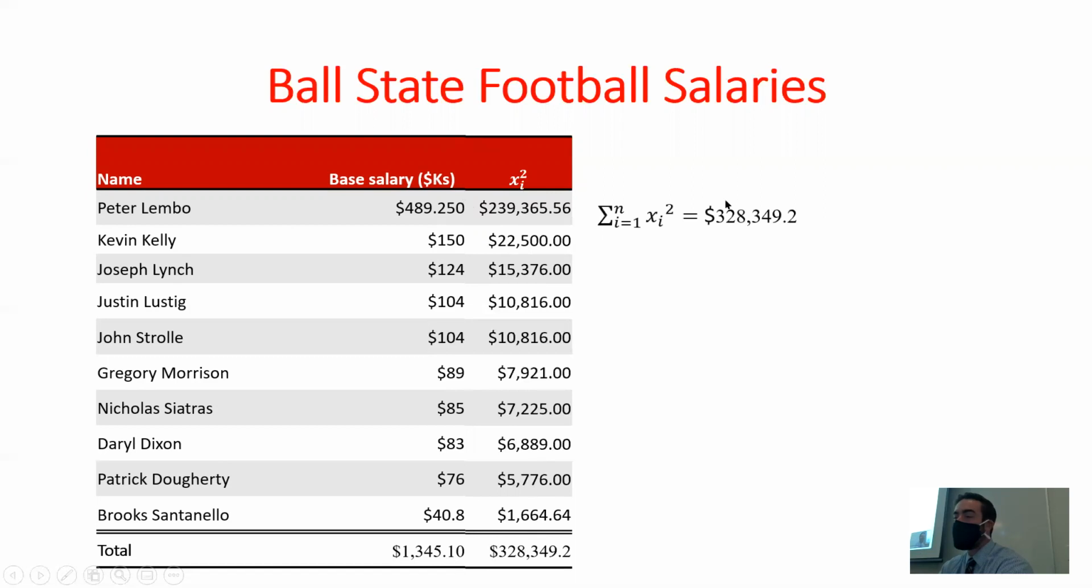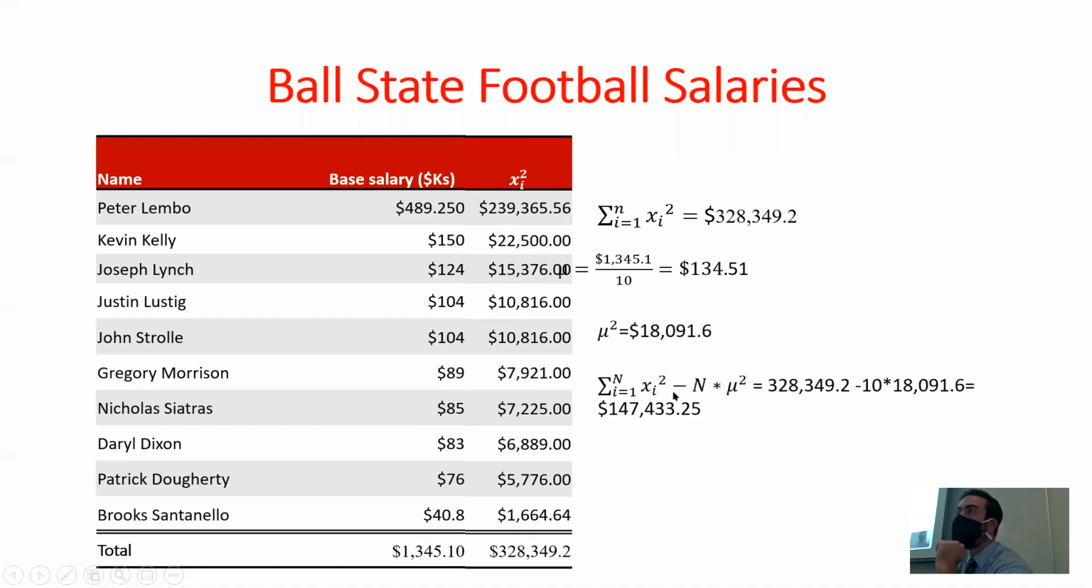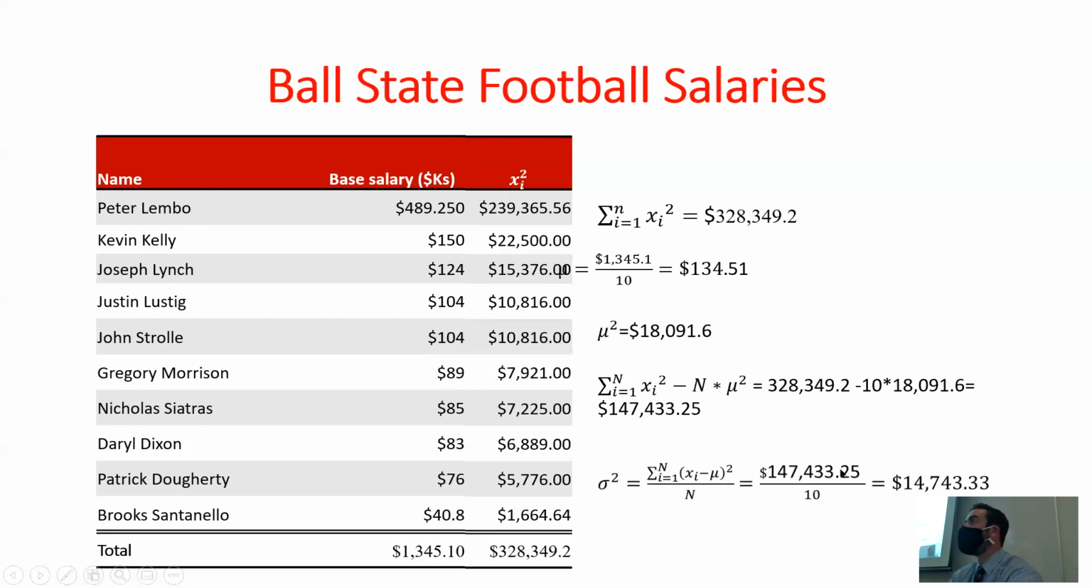Okay. Once I have that, the next thing: the mean was 134.51. So I'm going to square that and write that number down. When I go back to that formula and look at what I needed, I have the sum of the x's squared, and I know my n, the number of observations, is 10. The mean was 18,000. So if I plug all those numbers in, I'll get about 147,000. And then the final thing I need to do, just like the other equation, is divide by the total number of observations in my data set. So if I divide by 10, sure enough, I get the exact same value as the other method.